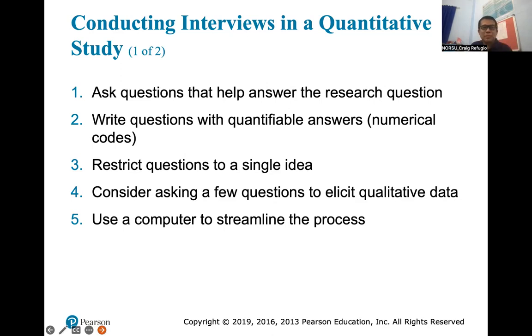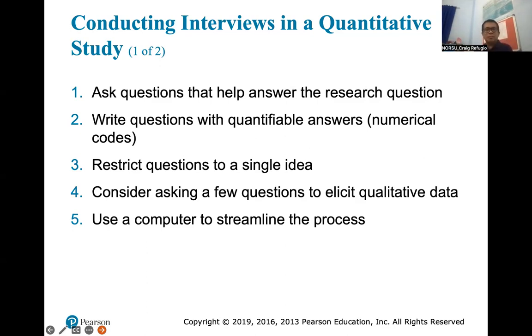Then restrict questions to a single idea. So when you are going to have the statements to be rated, to be asked, it must be a simple sentence only or a sentence that has only one focus. We always discourage compound sentences, compound complex sentences. You have to consider that each statement is only addressing one perspective or one consideration. Not two nor three. Each must have only one focus.